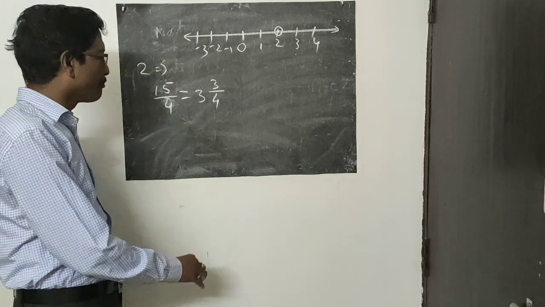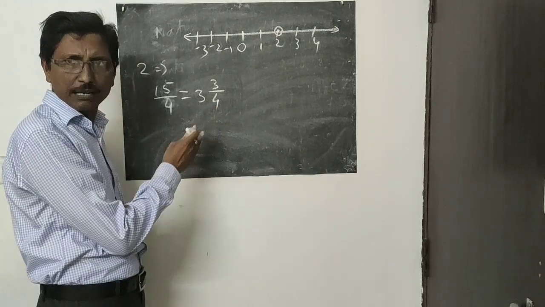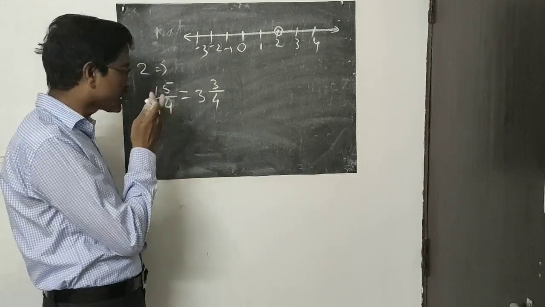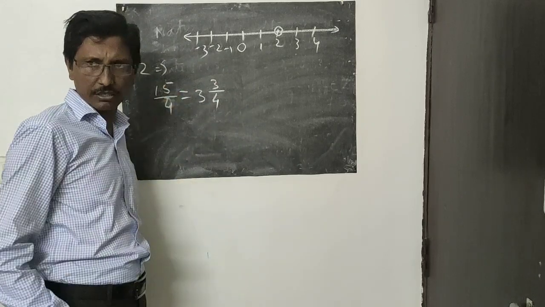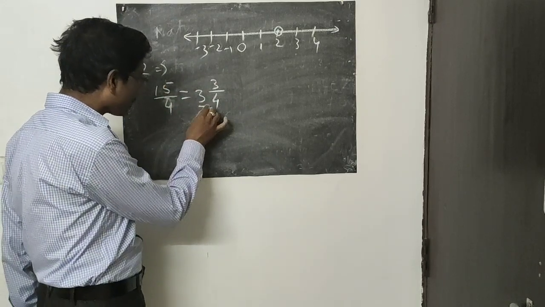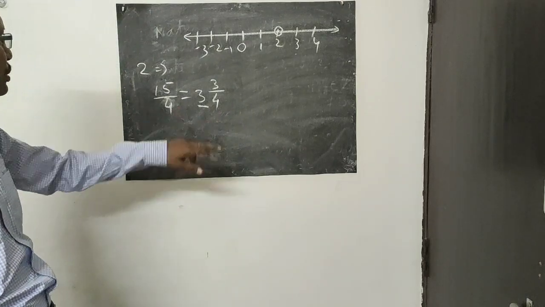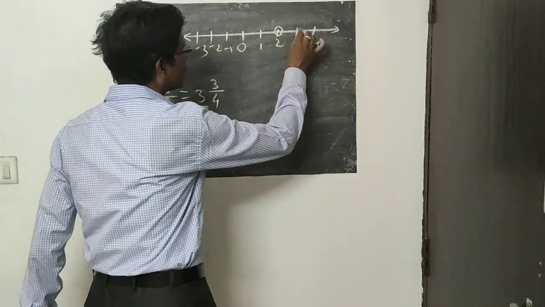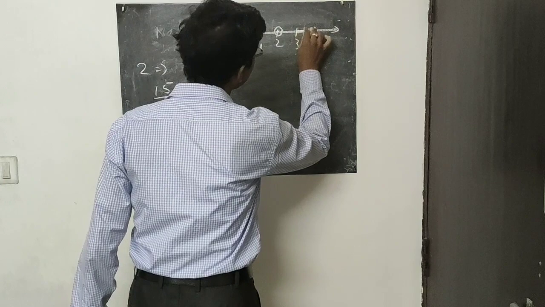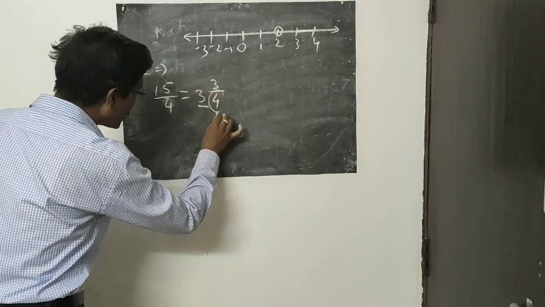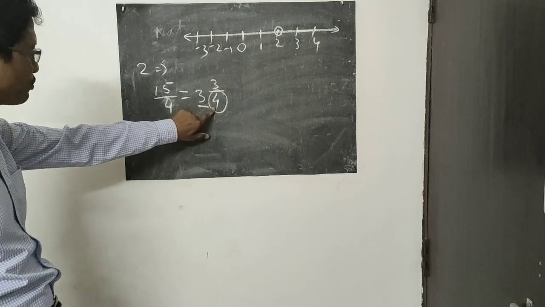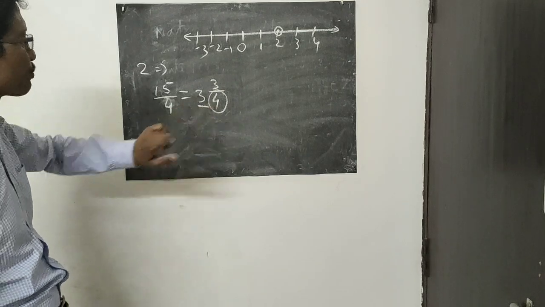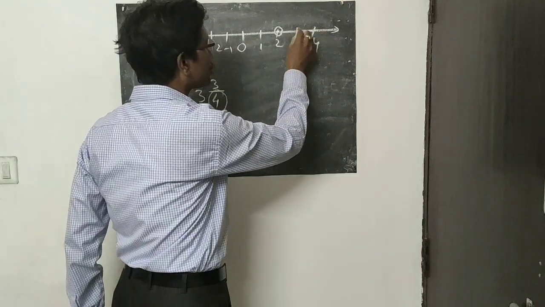See the number 3 3 by 4. This number is more than 3 but less than 4. That means this number lies between 3 and 4. So first of all, you decide that this number is between 3 and 4. Between 3 and 4, it will be divided into how many parts? The denominator, what do you have? 4. So it will be divided into 4 parts between 3 and 4.